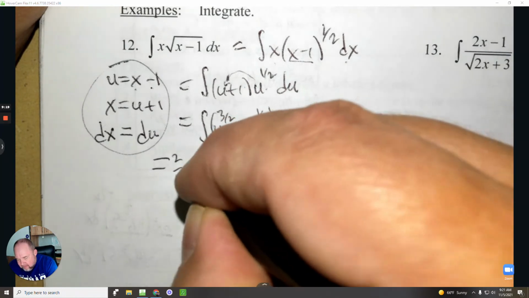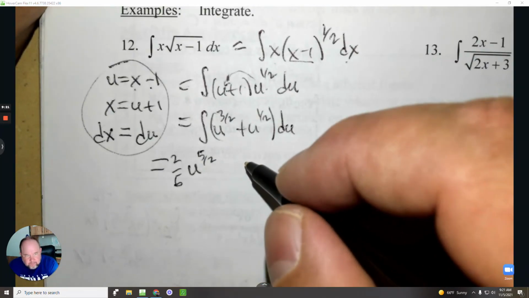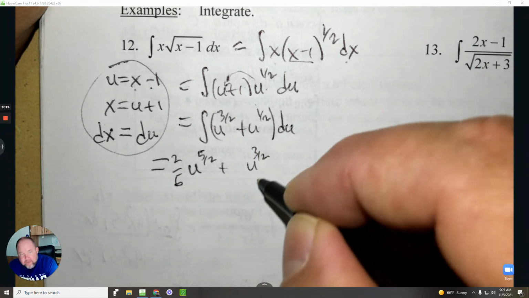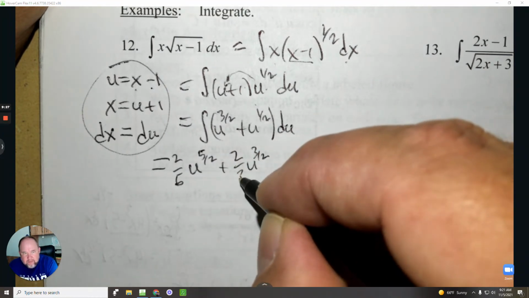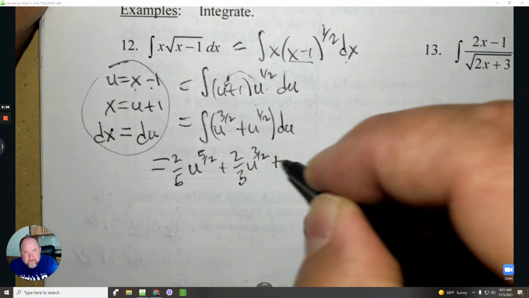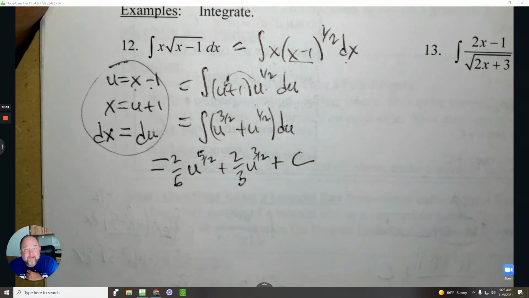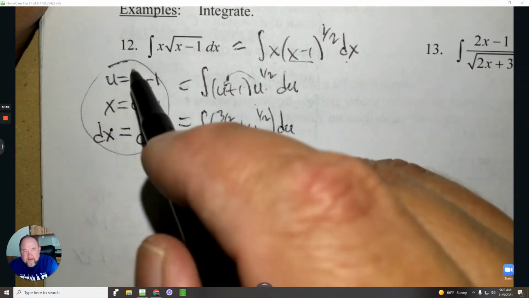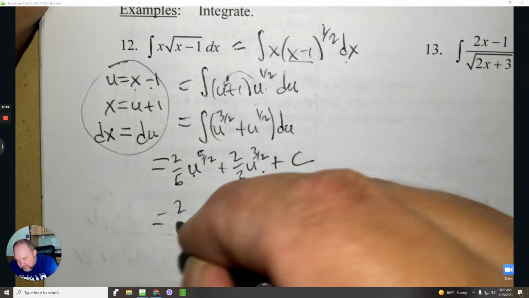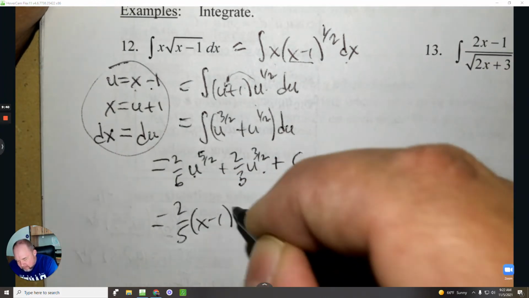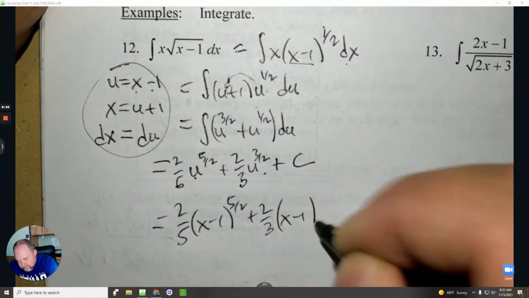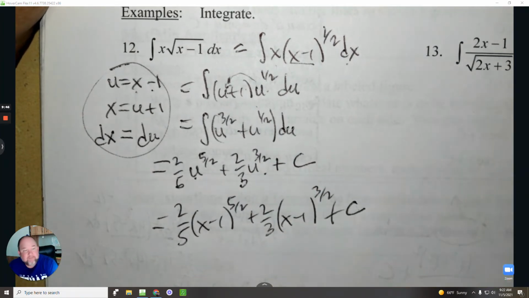Instead of dividing, do the reciprocal. Again, 1 plus 2, that's 3/2. Instead of dividing, do the reciprocal. And then the constant. Now at the very last step, we need to take u back and put x back in. So u is x minus 1, so the very last step is to put in x minus 1. And you have the answer.